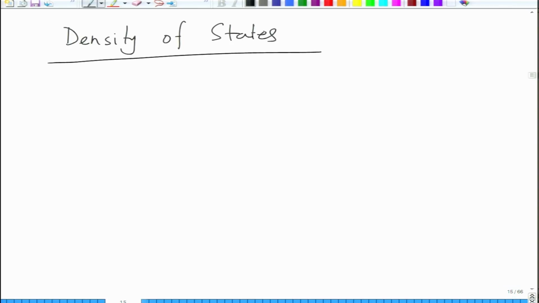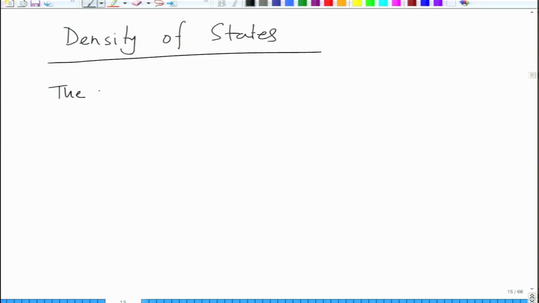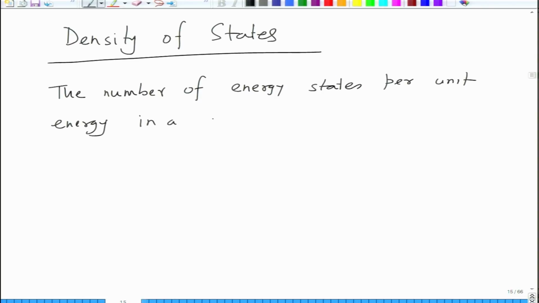So, when you have energy states in a given system, then we can define these energy states in the form of what we call the density of states. Density of states I can define as the number of energy states per unit energy in an interval dE. This is called the density of energy states. So, how dense the energy states are in a given interval.